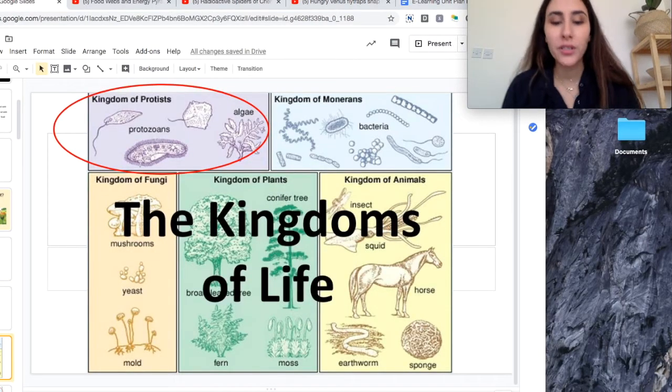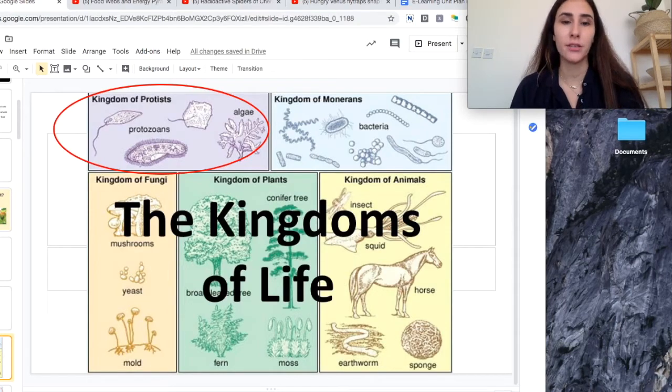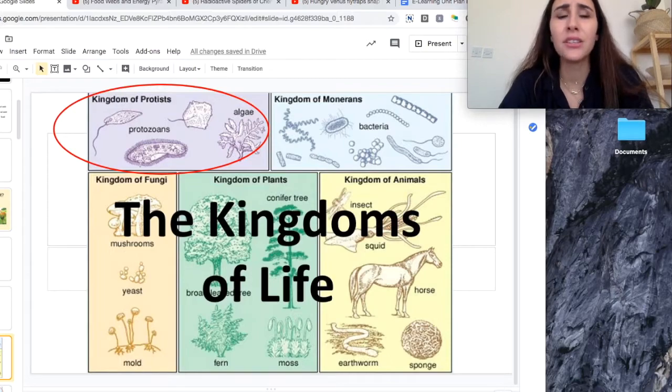Now, when we're talking about organisms, obviously there are thousands and millions of organisms that exist on our planet. And in order for scientists to understand them and study them better, they grouped them into different kingdoms, they call them the kingdoms of life. The first kingdom is the kingdom of protists. And this includes things like protozoa and algae.